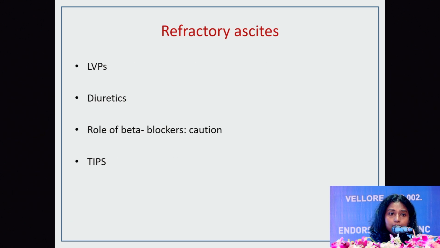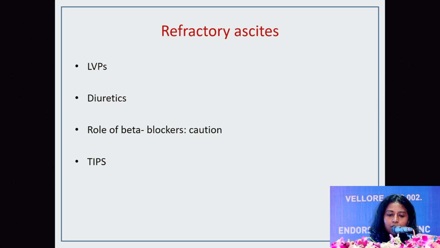Now, as cirrhosis progresses, many of the patients go on to develop refractory ascites. What is refractory ascites? It is when the ascites is not mobilized, even with good diuretics and with diet control. It can be intractable ascites or it can be resistant refractory ascites. Resistant meaning that even with the maximum doses of diuretic, the patient is still having ascites. When we say intractable refractory ascites, the patient is not able to tolerate the dose of diuretics.